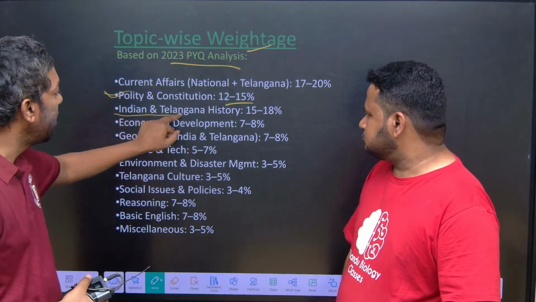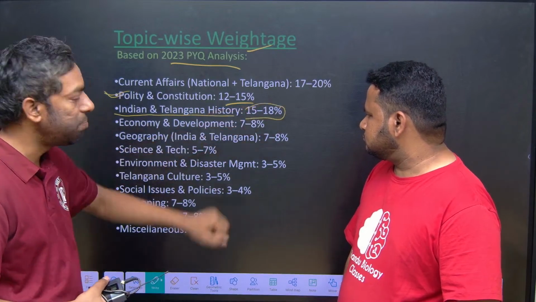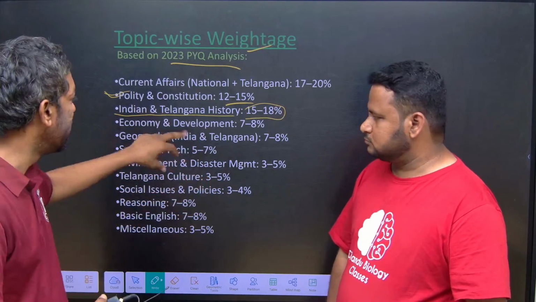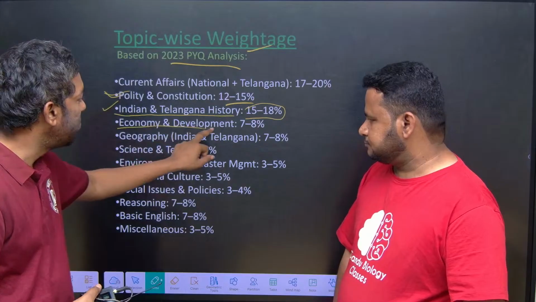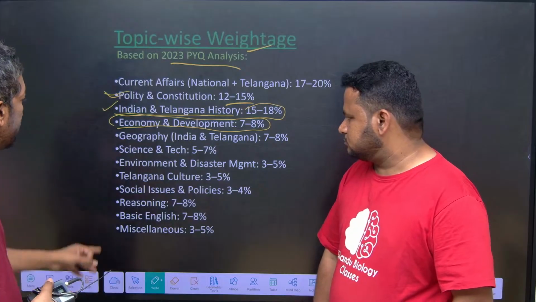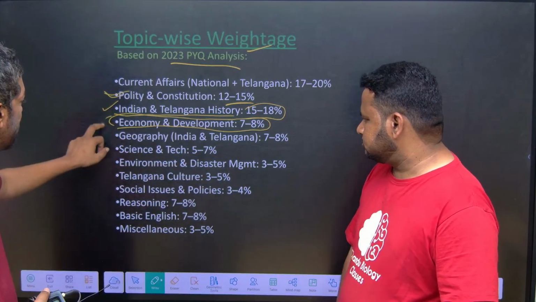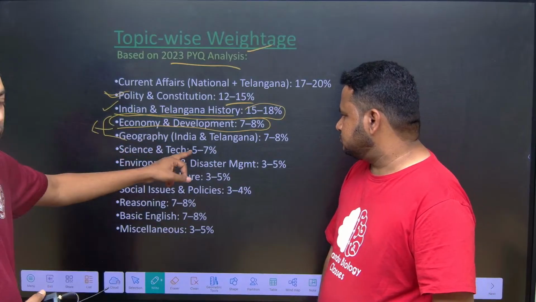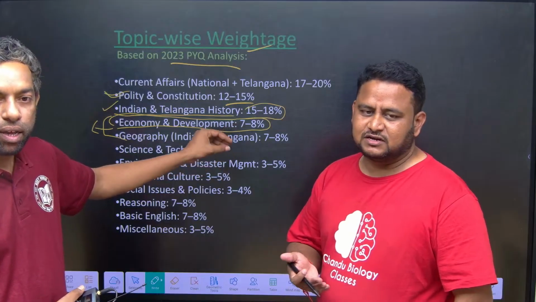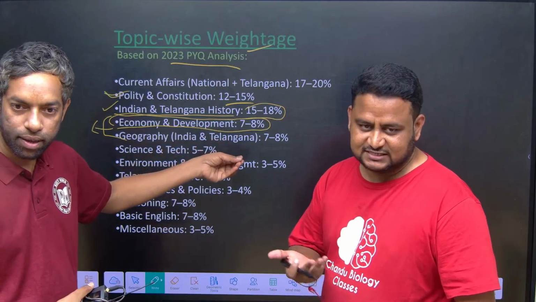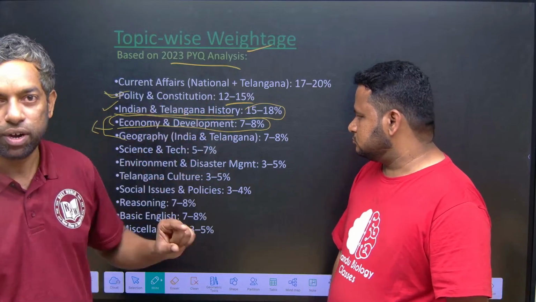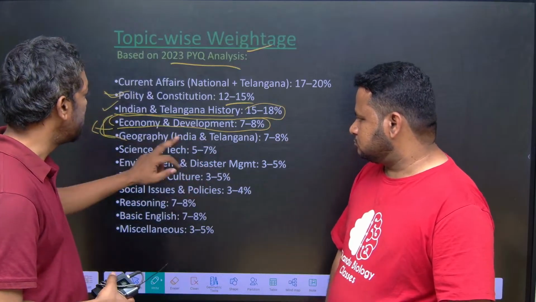India and Telangana history is 15 to 18%. This consumes more time for reading. Coming to economy and development, the weightage is about 7 to 8%. Geography is 7 to 8%, the same weightage. Economy and geography are interrelated, plus there is a topic called economic geography also. Questions will come from the Socio-Economic Outlook. If you are good at economy, that is mostly relevant to geography. No worries, it is 15% overall.